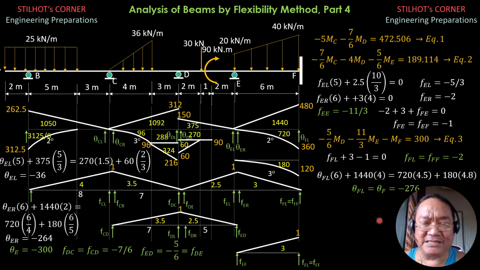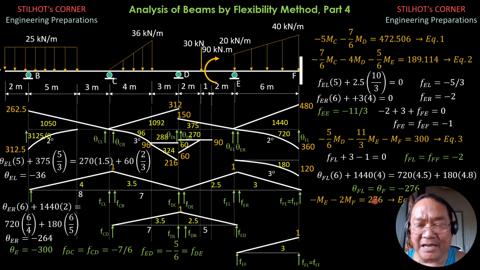So finally, let's set up the last equation: FEF, which is negative 1 times ME, plus FFF, negative 2, times moment at F, equals the negative of theta F, which is the negative of negative 276, so 276.